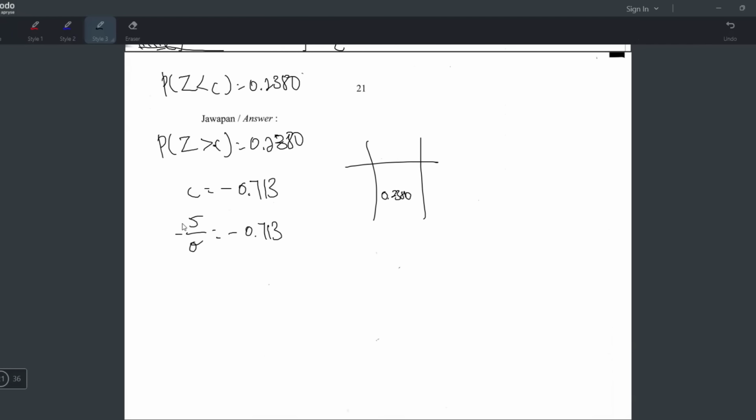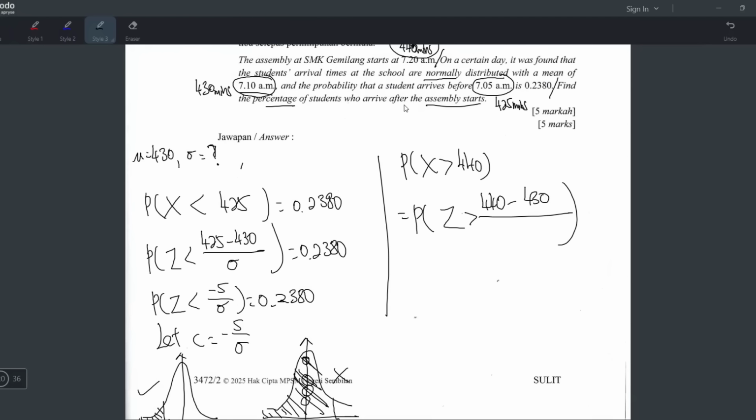Alright, the negative can cut on both sides, because you have negative positive. So you are just left with 5 over standard deviation equals to this. And the standard deviation can move up jadi times, and then 0.713 move down jadi bahagi. 5 divide 0.713 is 7.013. So that is your standard deviation. But that's not the final answer. That's just the standard deviation. What they want is actually this. So you can sub the 7.013 inside here.